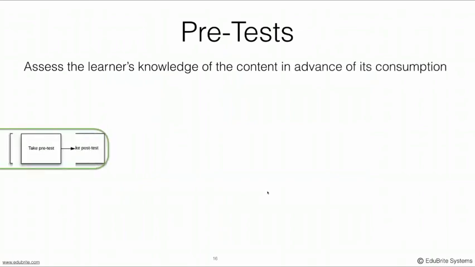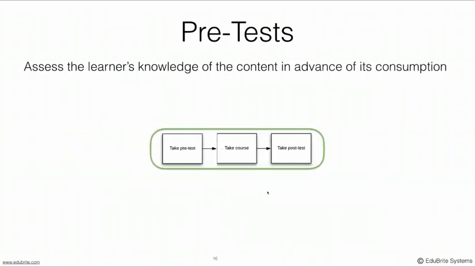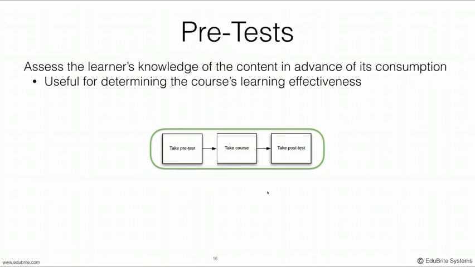So pretests, this is when we need to assess the learner's knowledge of the content in advance of its consumption. The learner typically takes a pretest, then takes the course, and then takes the post-test. This is useful for determining the course's learning effectiveness. Using pre and post tests provides the instructional designer with immediate level 2 Kirkpatrick training impact analysis data.